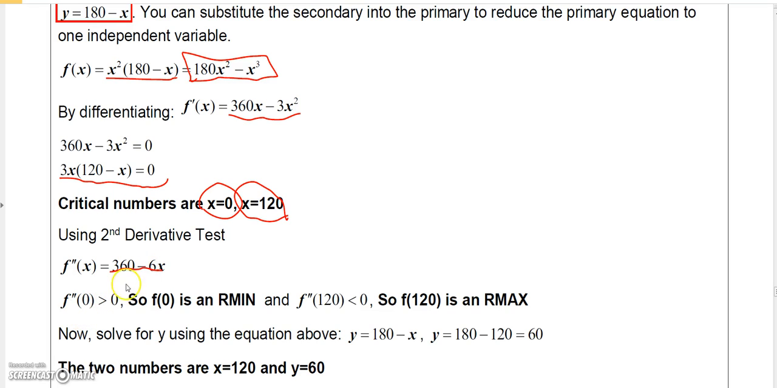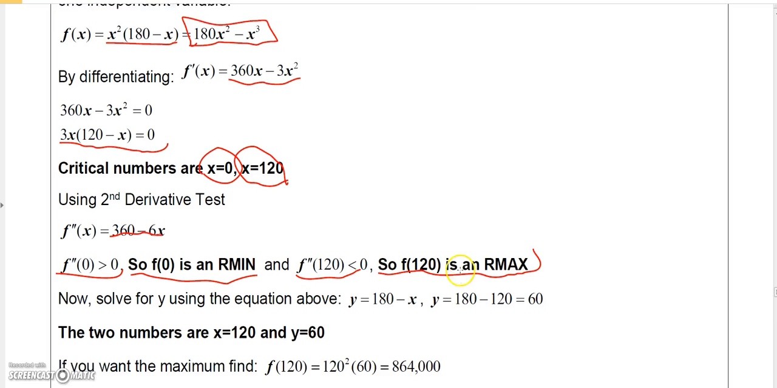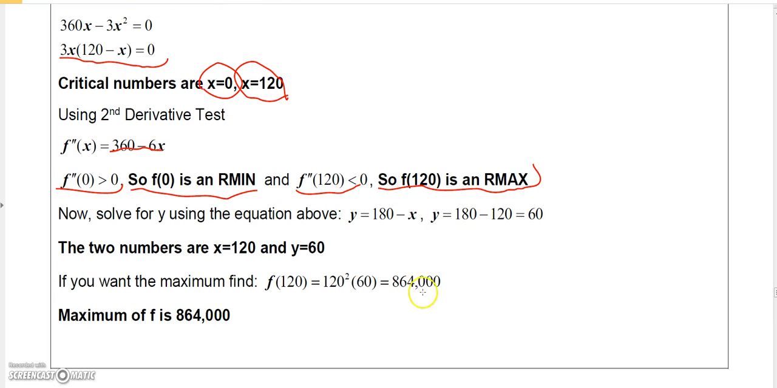Now if you plug 0 in, then you're going to get the second derivative is greater than 0, so f of 0 would actually be a minimum. But if we plug 120 in, 360 minus 6 times 120 is going to be a negative number, and so that tells us that f of 120 is a maximum. So now we know the x we want is 120, and we can find the y value by plugging the x back into my equation for y. Remember, y was 180 minus x, so if we plug 120 in, we get 60. So the two numbers are 120 and 60.